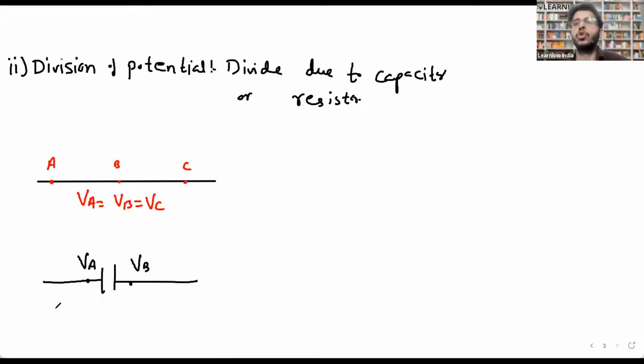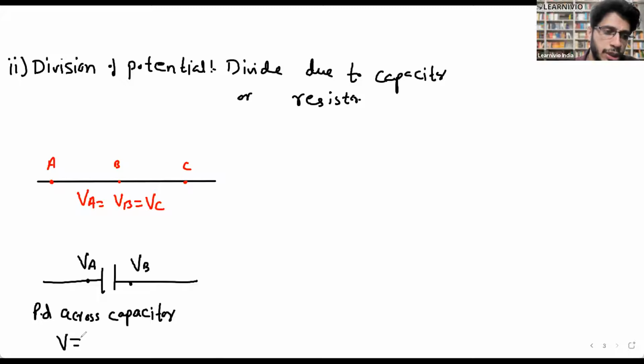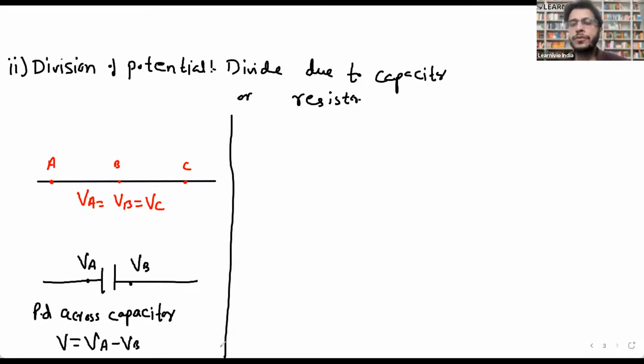And we don't use potential in the circuit, we use potential difference. So we use the potential difference across the capacitor. Across the capacitor, the potential difference is VA minus V. So this is the potential difference across the terminals of the capacitor, that is VA minus V. Similarly, if instead of this capacitor, I take a resistor.